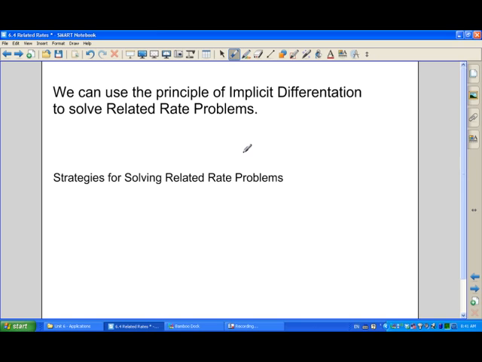And as we approach these problems and as we read these problems, there's some strategies that we can use to make solving them easier. In a related rate problem, the very first thing you should do is draw a diagram. Once you've drawn a diagram, take the time to state what you know.